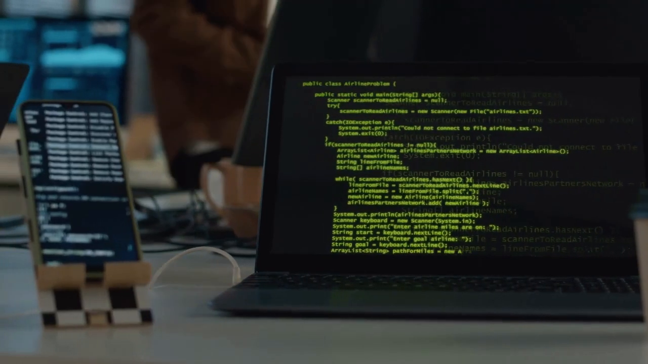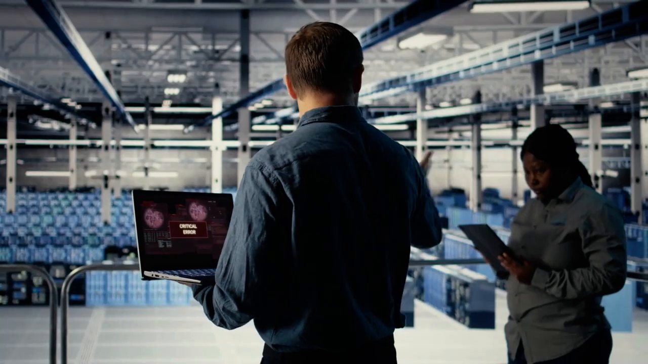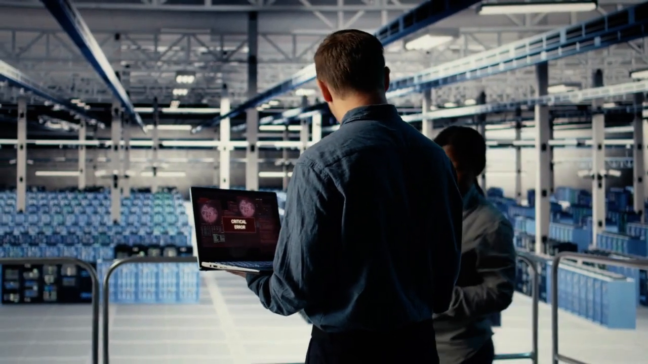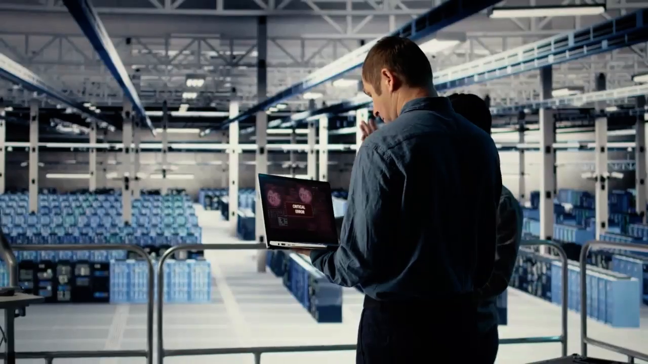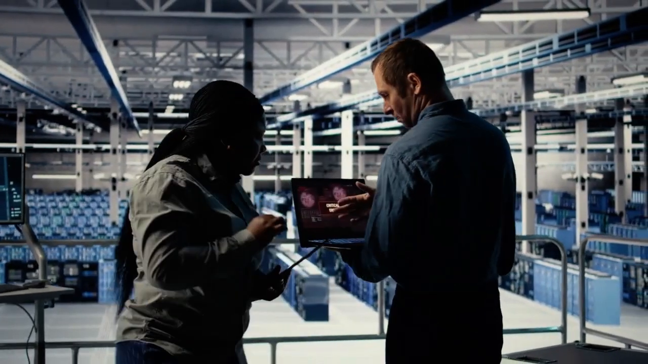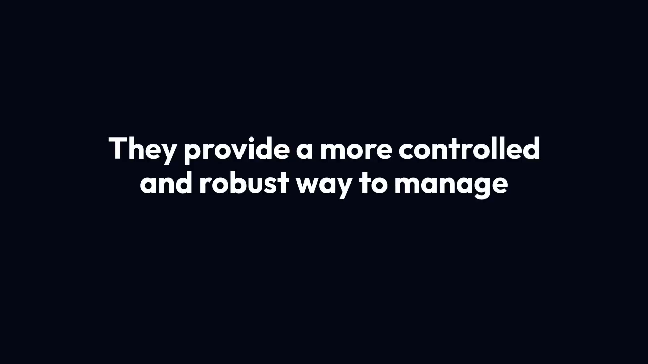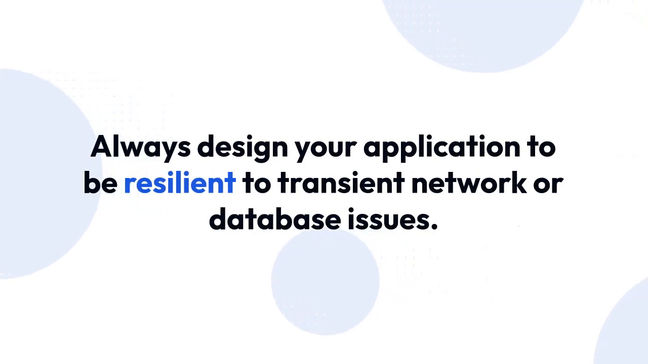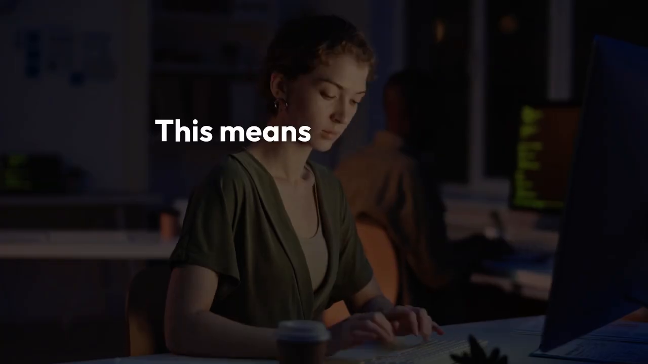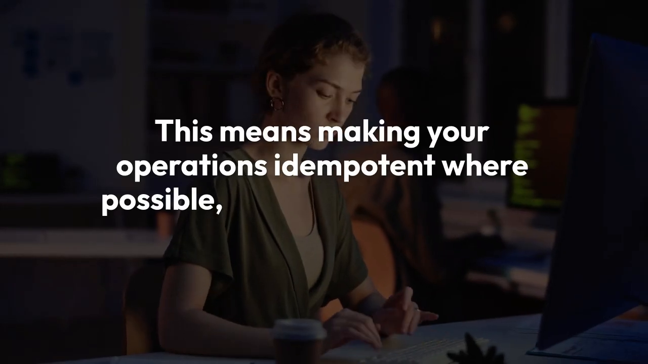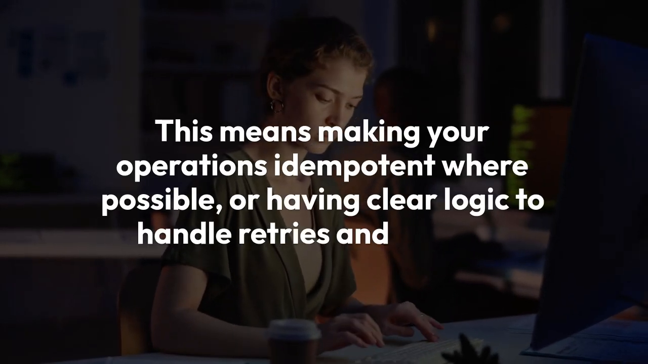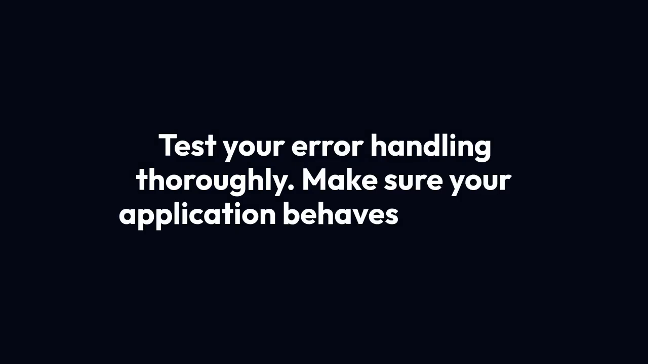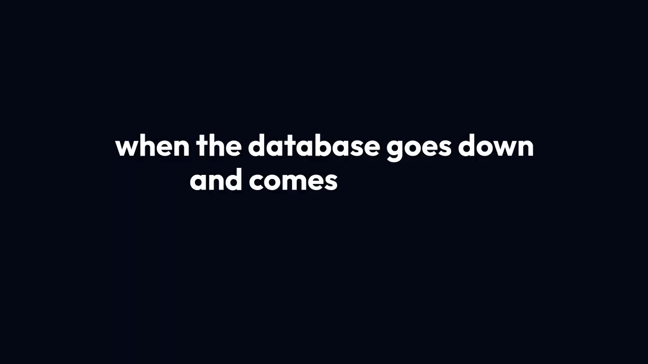Consider using connection pooling libraries. These libraries manage a pool of connections. They often have built-in mechanisms to detect and replace bad connections without your application needing to worry about the low-level details of reconnecting. They provide a more controlled and robust way to manage database connections. Always design your application to be resilient to transient network or database issues. This means making your operations idempotent where possible or having clear logic to handle retries and failures. Test your error handling thoroughly. Make sure your application behaves correctly when the database goes down and comes back up.